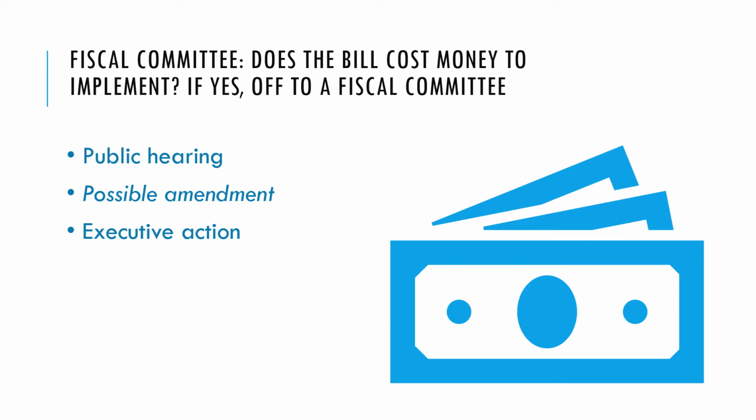Once a bill leaves its first committee, if it costs the state money to implement, it will go to a fiscal committee for further discussion. In the House, bills that affect the operating budget are sent to the Appropriations Committee. Bills that affect the capital budget are sent to the Capital Budget Committee, and bills that affect the transportation budget are sent to Transportation. In the Senate, both operating and capital bills are sent to the Ways and Means Committee, and transportation bills are sent to Senate Transportation. Then the process is the same: public hearing, possible amendments, vote.